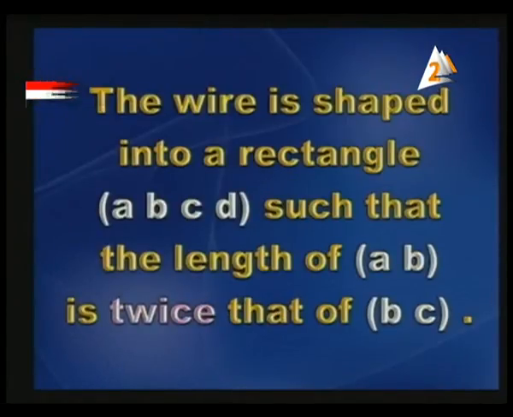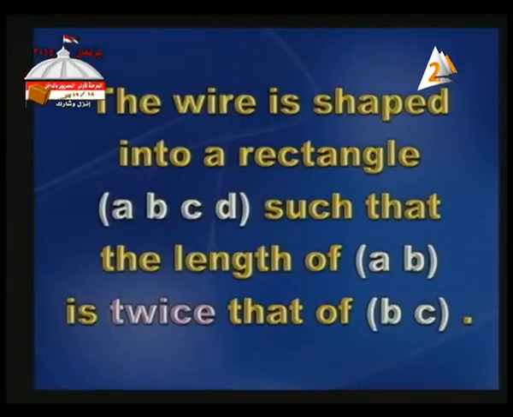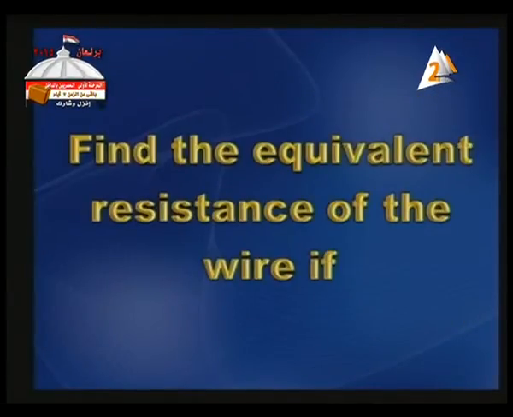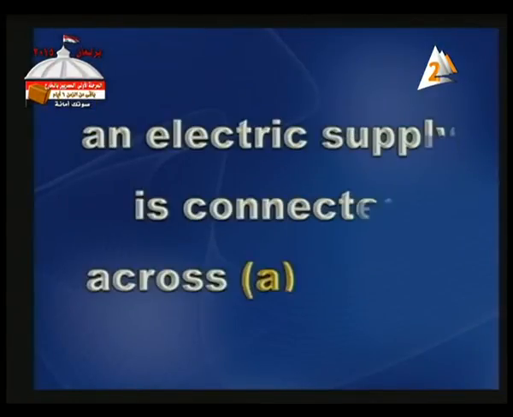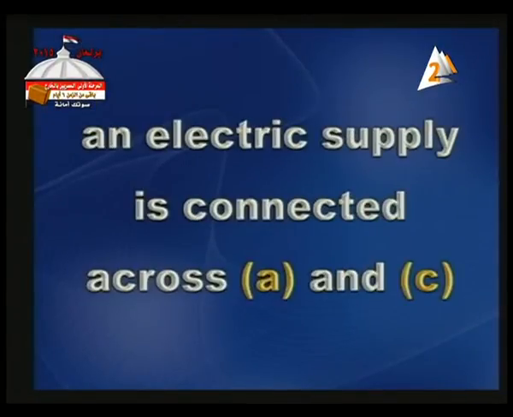Okay, the wire is shaped into a rectangle ABCD such that the length of AB is twice that of BC. Find the equivalent resistance of the wire if an electric supply is connected across points A and B, and if an electric supply is connected across A and C.